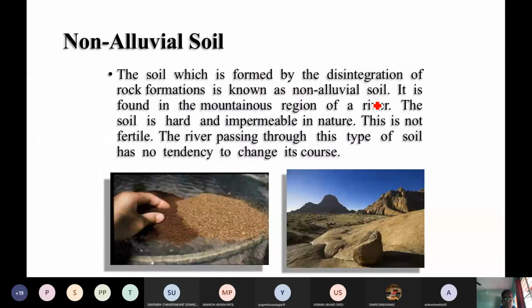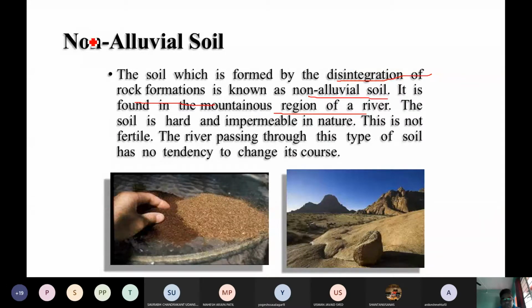Now let us see which soil we call non-alluvial soil. Non-alluvial soil is the soil which is formed only by the disintegration of rocks. The resulting soil obtained from the disintegration of rocks we call non-alluvial soil. Particularly it is found in the earlier stage of the river, in the hill area, in the mountainous region of the river, where a large amount of disintegration of rock takes place.